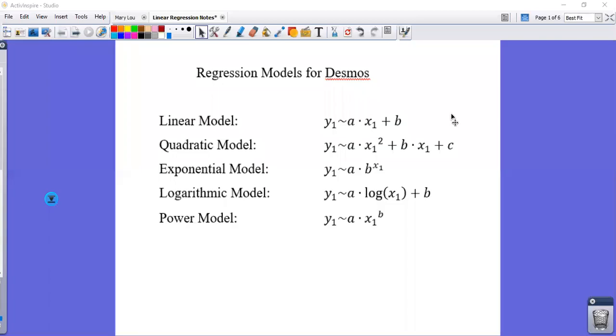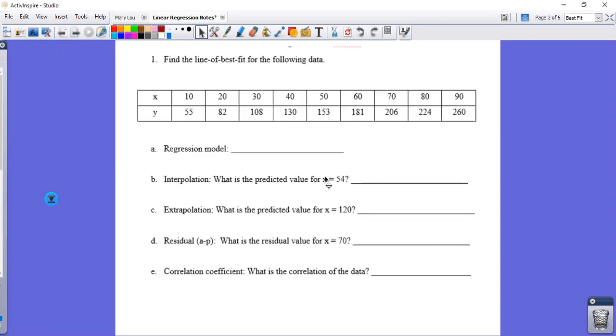Okay, so like I said, these regression models are going to be for Desmos. They're posted where the video is going to be posted. I'm going to have to click back and forth a lot to use Desmos. But I wanted to show you, and hopefully you've done line of best fit before, which is, like I said, linear regression. So for today, I want you to work on finding the line of best fit, which is just linear.